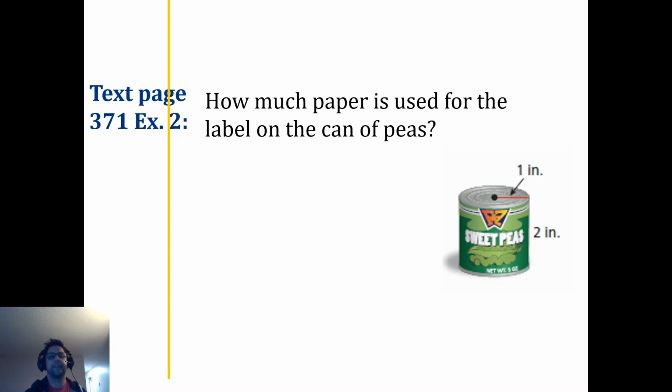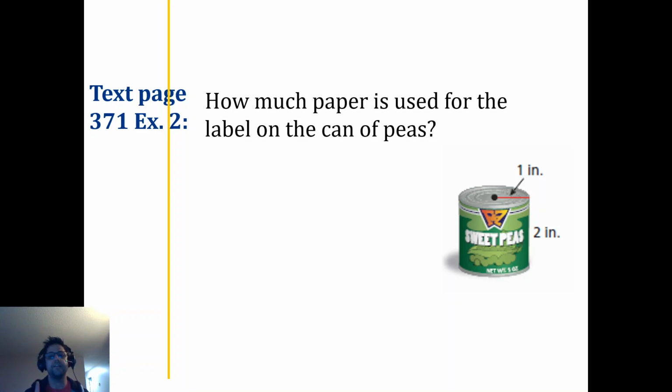All right, this is our last problem. Small word problem here. On your actual assignment for the textbook, you will have one, remember it's called error analysis. Trying to find out what one of the students did incorrectly and then fix that. All right. So it says how much paper is used for the label on the can of the piece. So if you notice, the label is not part of the circle.